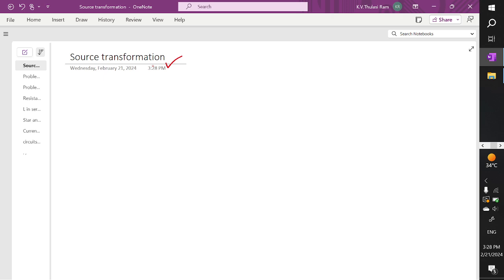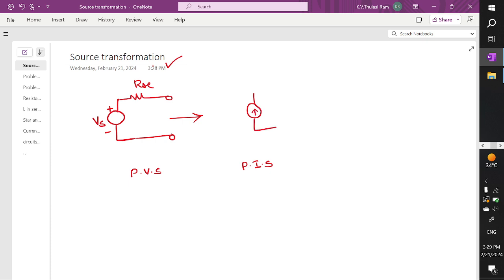Take a practical voltage source. This is a practical voltage source consisting of a series resistor R series with a voltage of Vs. This practical voltage source can be converted into a practical current source with a current of I amperes and a shunt resistance of R shunt. This resistor is called R shunt, and its value is equal to the series resistor value.